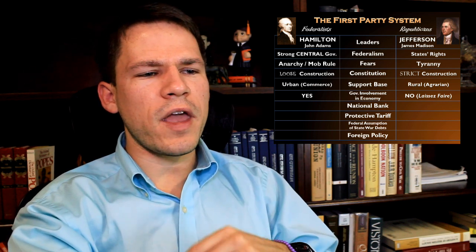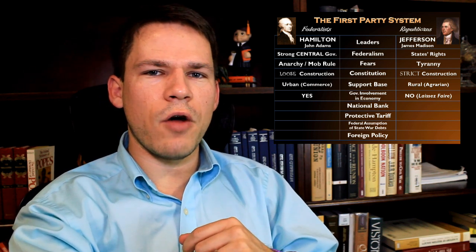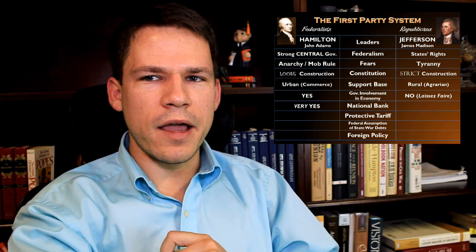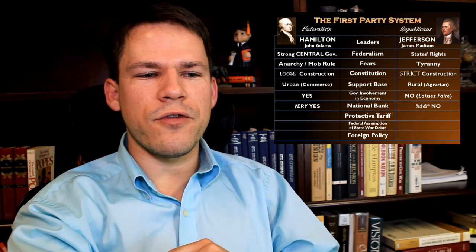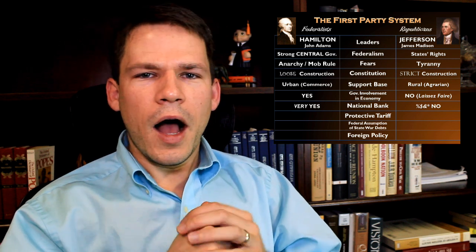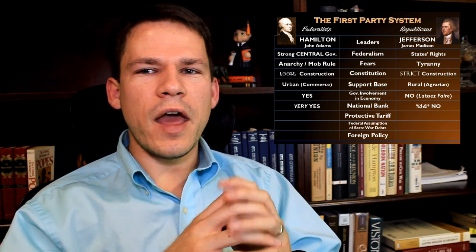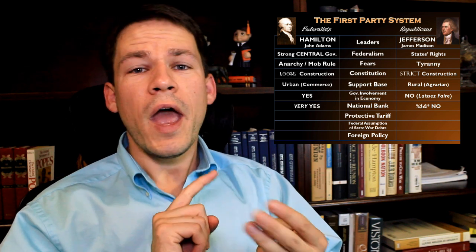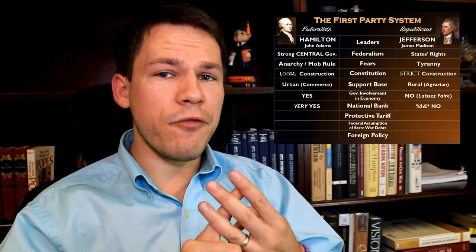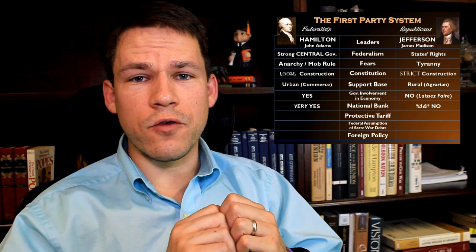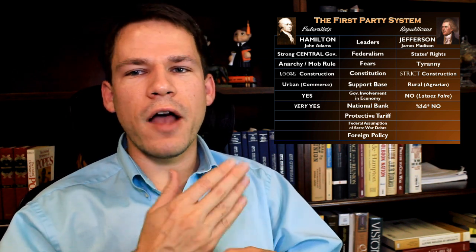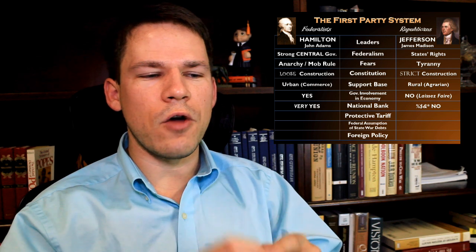So Hamilton, believing that the government should be involved in directing the economy, says very yes to the national bank, whereas the Jeffersonians, heck no. That this is something that is not in the Constitution. It's something that makes the central government more powerful, and it helps manufacturers and commercial interests more than it helps farmers. So keep in mind that these philosophies are coherent philosophies that go together.